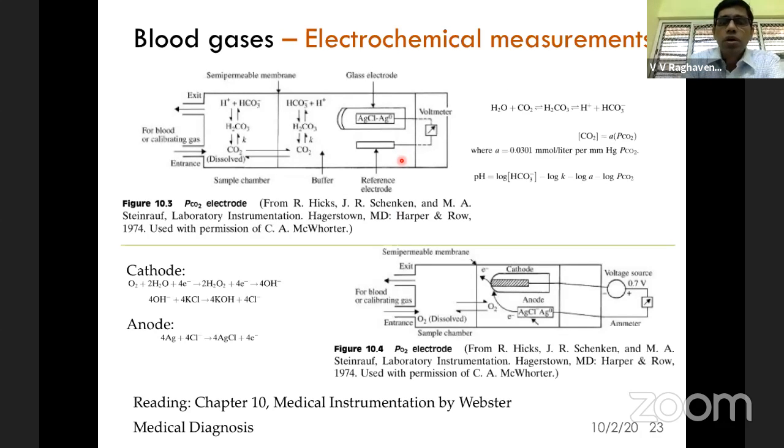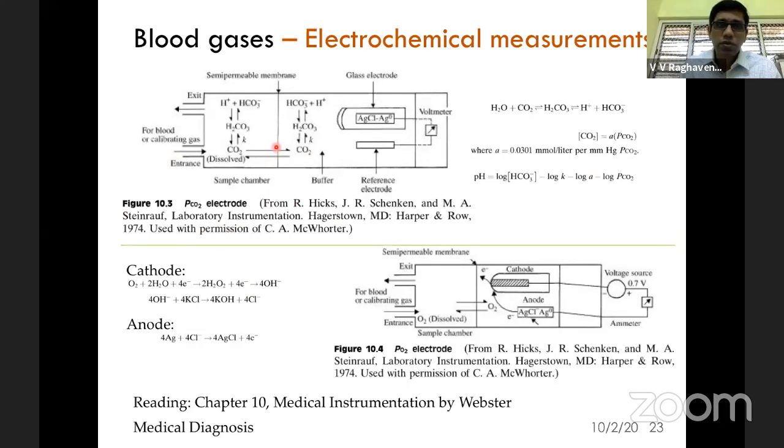Now, how do you quantify O2 and CO2? Especially for CO2, you will be able to use the same electrode, just like a pH electrode, and you can be done with it. So the same electrode can be used for quantifying CO2 as well. The only difference is you typically have a semi-permeable membrane that allows CO2. So this is for the CO2 sensor.